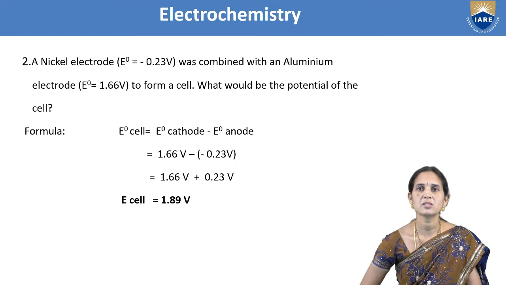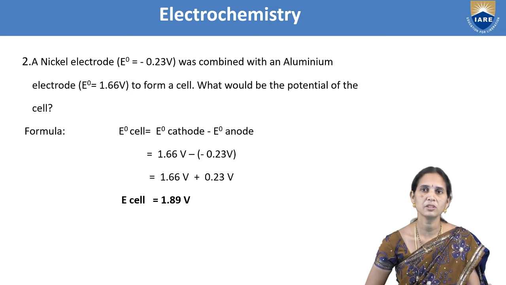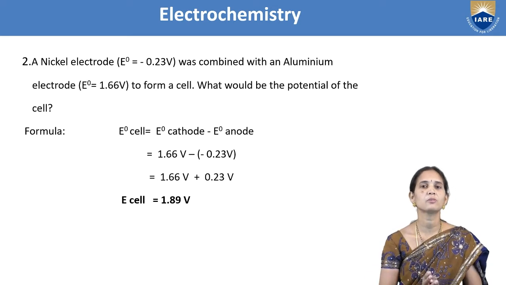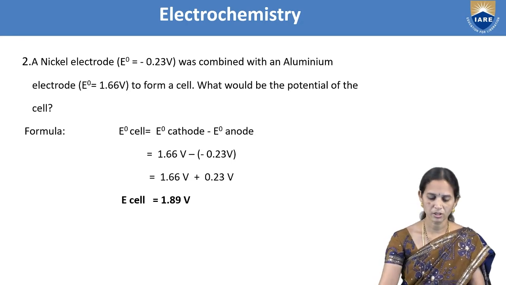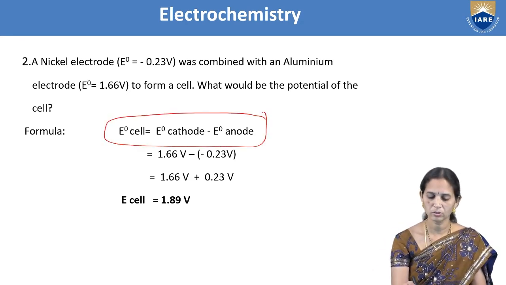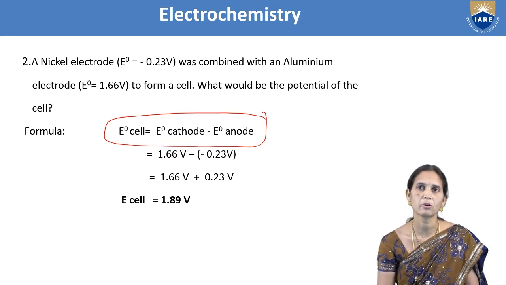Now the second problem. The standard electrode potential of nickel, E0, is minus 0.23 volt, and it is combined with an aluminum electrode. The standard electrode potential of aluminum, E0, is 1.66 volt, to form a cell. What would be the potential of the cell? That means we have to find the E0 cell, that is the EMF of the cell. So E0 cell is equal to E0 cathode minus E0 anode. This formula we have to apply.